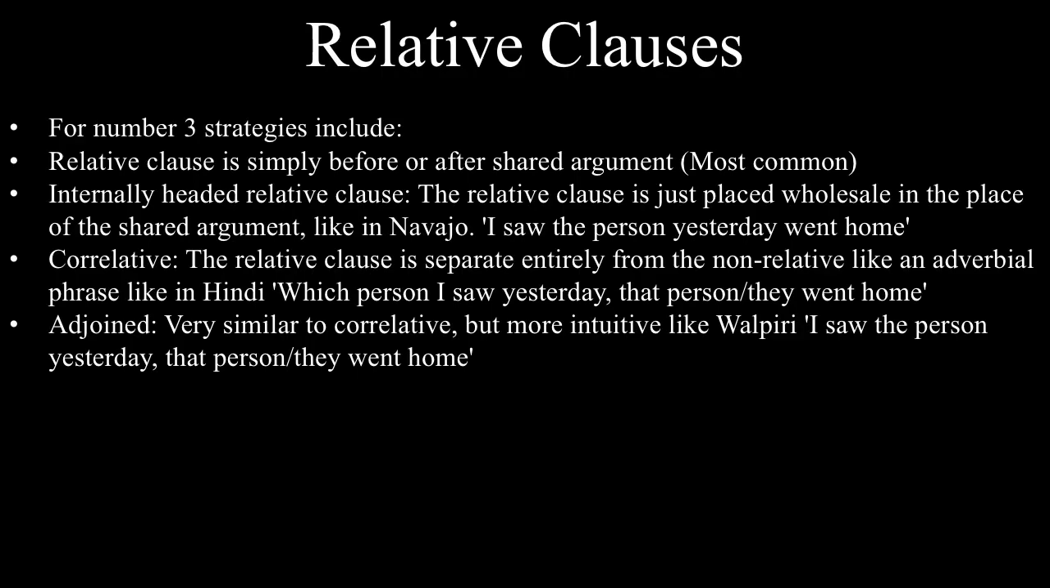Some languages, such as Hindi or Warlpiri, have the relative phrase be entirely disconnected, or somewhat like an adverbial phrase. "Which person I saw yesterday, that person went home." Or, "I saw the person yesterday, that person went home," which is known as an adjoined or correlative relative clause, or sometimes just described as a lack of relative clauses. This may or may not have some syntactic shifting in a subordinating adverb.